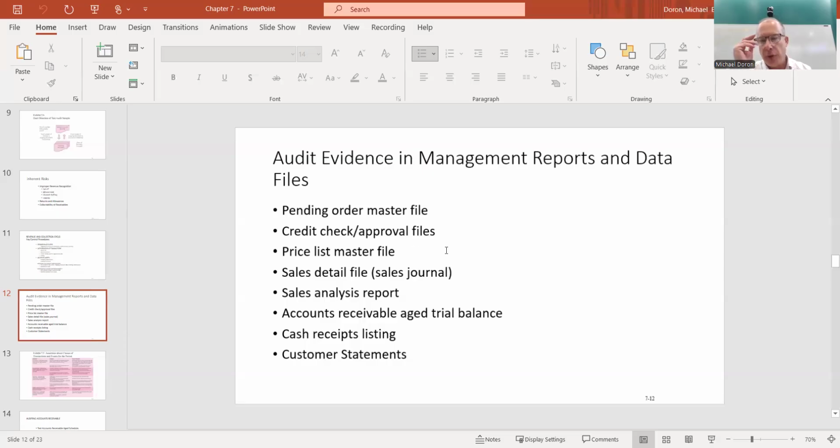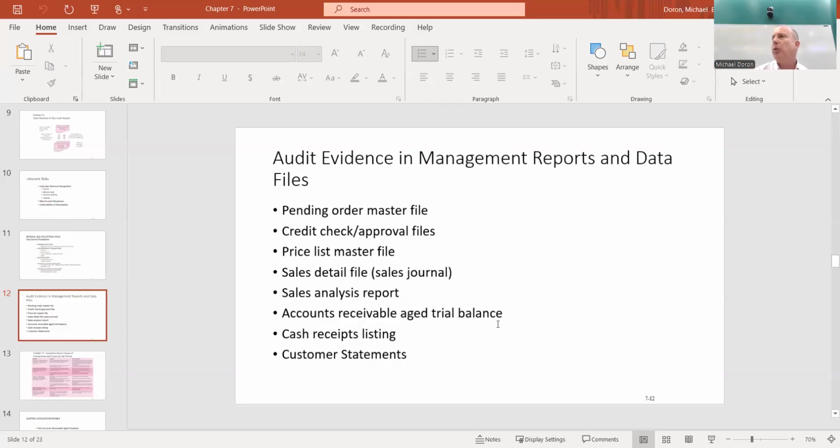Credit checks and approvals. So you can see that they are running credit checks on everybody before they sell to them on credit. A price list, we already talked about, you should have. A sales journal with all the journal entries for every sale. Sales analysis, an accounts receivable aged trial balance.